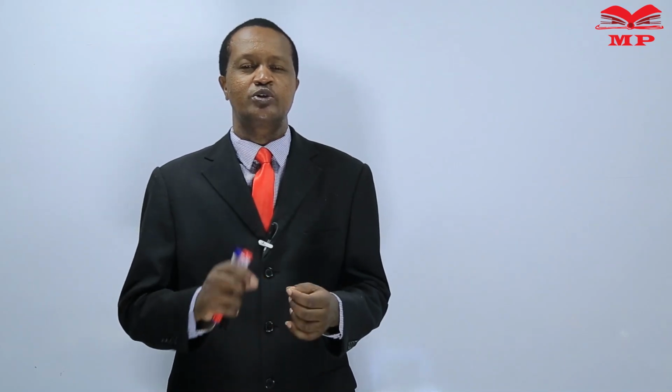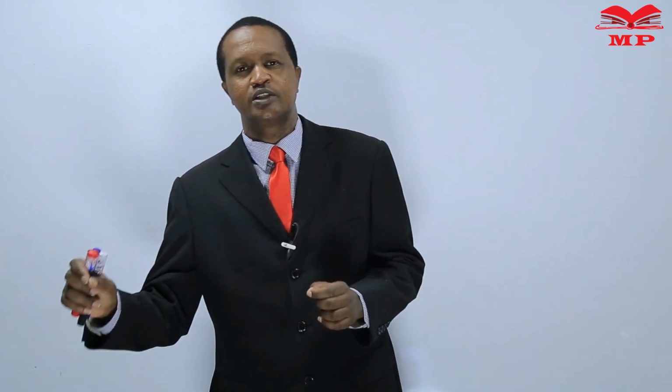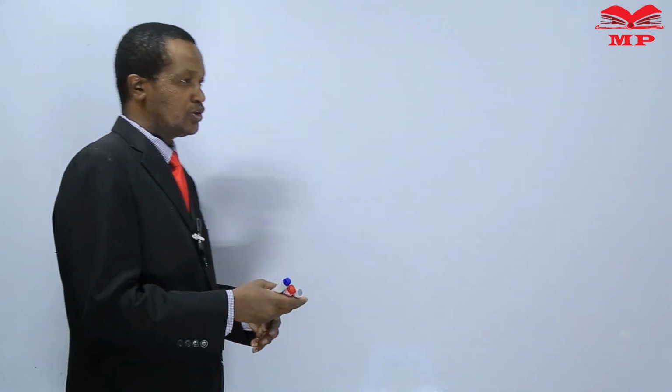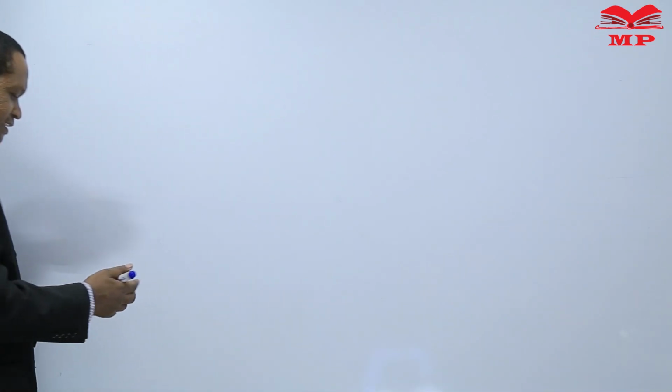In our last lesson we said that there are three main ways or units that we use in measuring mass. Number one is grams, number two kilograms, and tons. We saw how to convert from kilograms to grams and also from grams to kilograms. Today we want to focus our attention on tons.